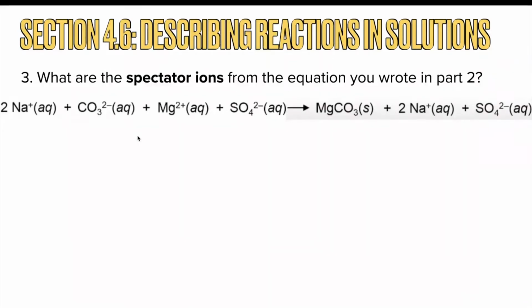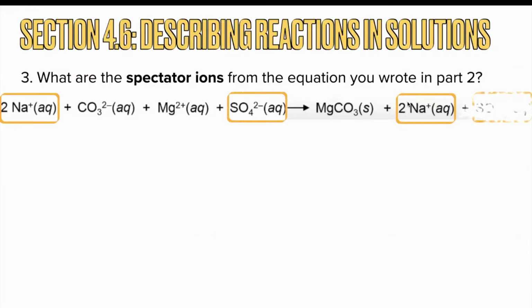If we take a look at both sides of our equation, the reactant and the product side, there are 2 sodium ions on this side and 2 sodium ions on that side. That would make them spectators. Anything that appears on both the reactant side and the product side is going to be an example of a spectator. The only other spectator ion here is our sulfate. We have this sulfate, we have that sulfate.